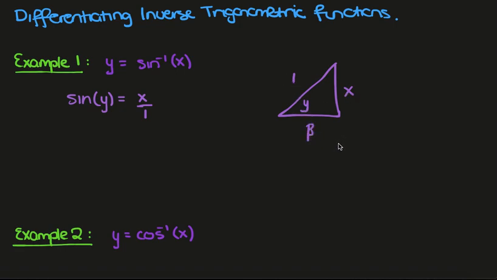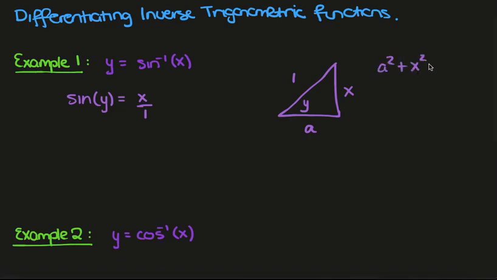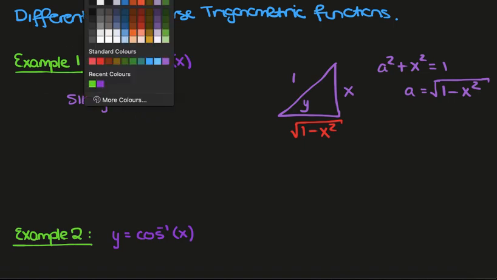And we want to deduce maybe this length here, call it a. Now a has to satisfy a squared plus x squared equals 1. So a is the square root of 1 minus x squared. And let's put that as the value here. So 1 minus x squared. Okay, so now we have that sine y is equal to x.